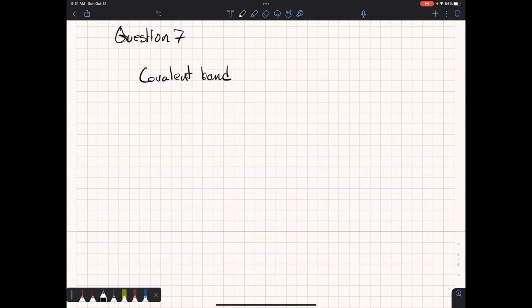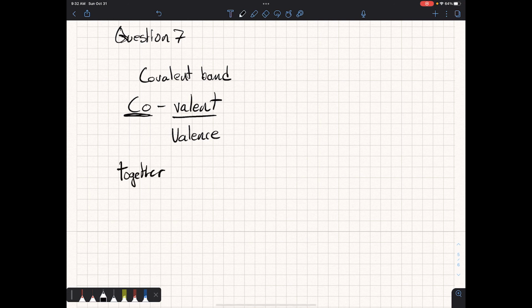One of the ways that you can think about this is just by looking at the word covalent. So co usually means together. You know, codependent, company, collaboration. These are all words where it's groups of people working together. And this is covalent, which is just another form of the word valence. So this is together valence.